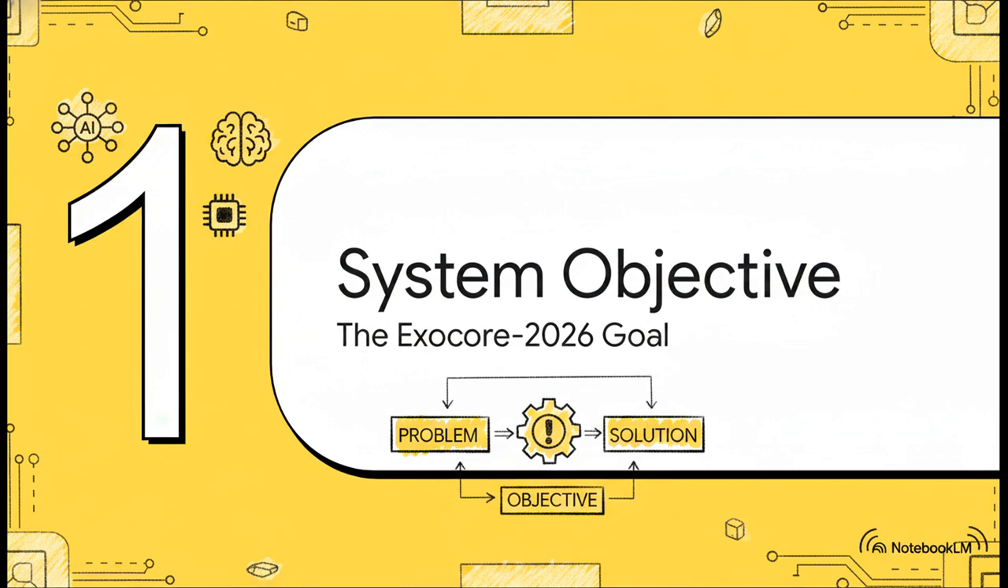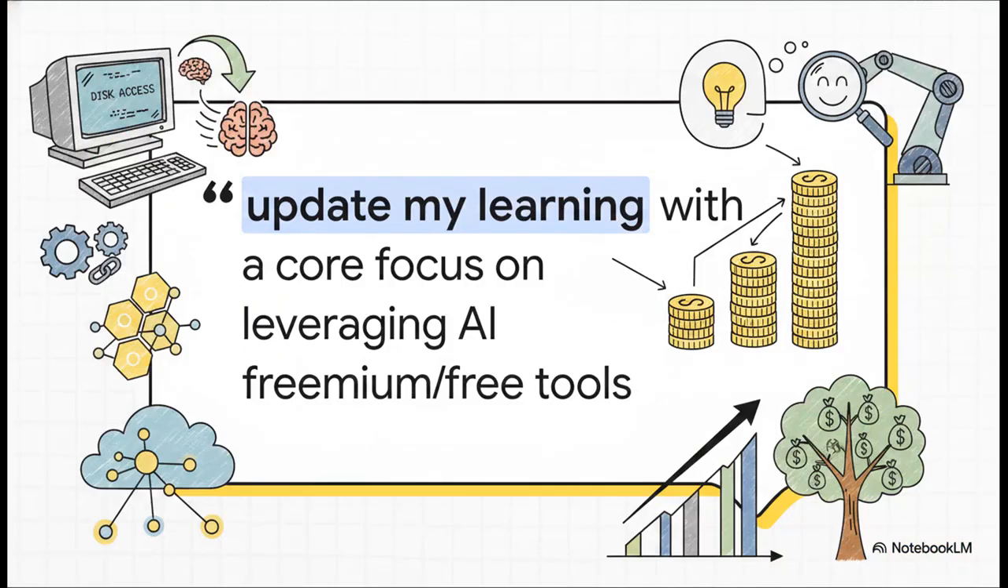Section 1. The Exocore 2026 System Objective. As engineers, we can't truly understand the mechanics of a system without first understanding the why behind it. So let's look at this quote straight from the creator's system blueprint. "Old computing degree from 1997, never gained employment and outdated, now want to update my learning with a core focus on leveraging AI freemium/free tools to generate 3 passive income streams." This raw, honest motivation completely establishes the human element driving this engineering.